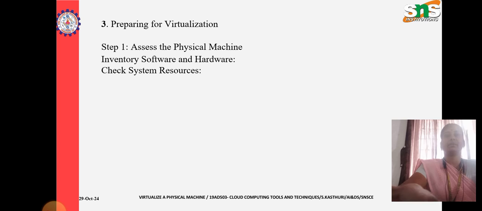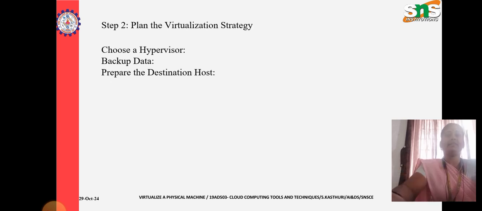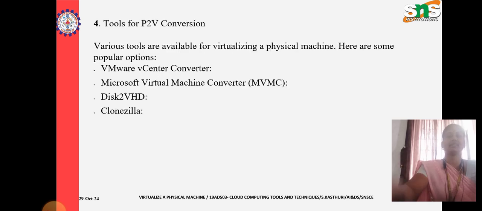Step 2 is plan the virtualization strategy. Choose a hypervisor: decide on a hypervisor that suits your needs, for example VMware vSphere, Microsoft Hyper-V, Oracle VirtualBox. Backup data: backup all important data from the physical machine before proceeding. Prepare the destination host: ensure that the destination server where the VM will reside has the necessary resources and hypervisor installed.